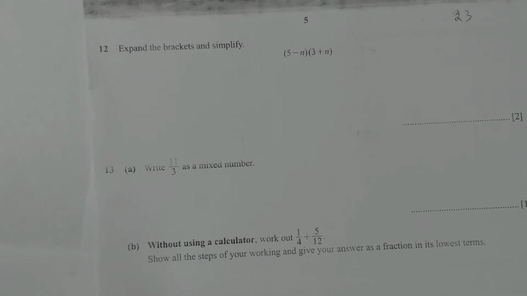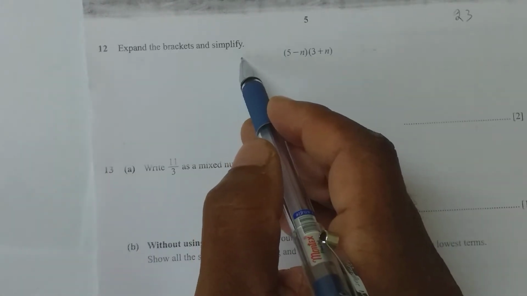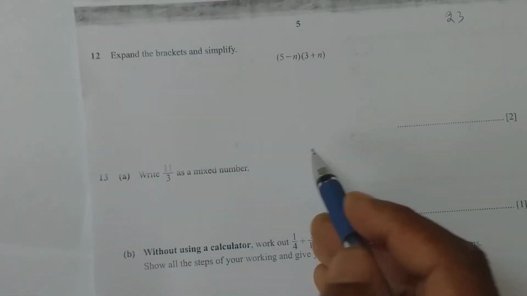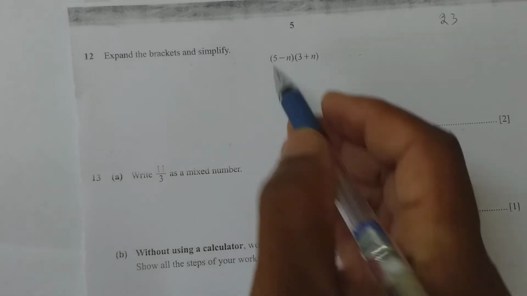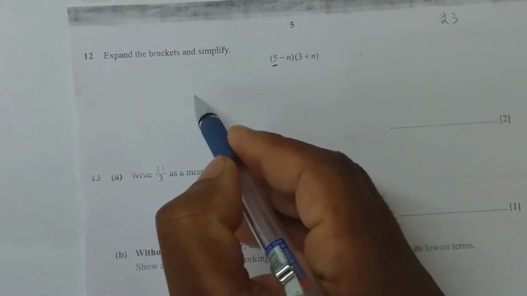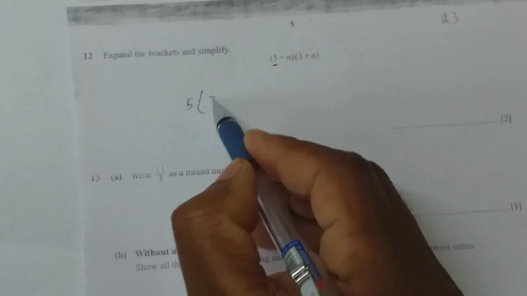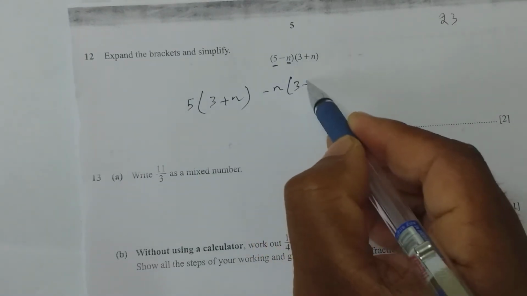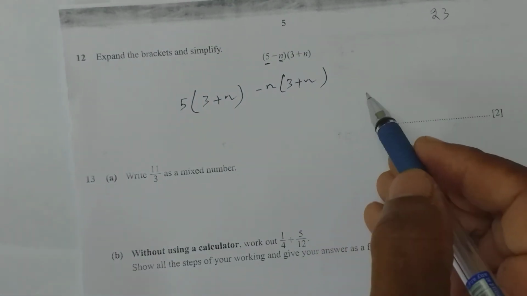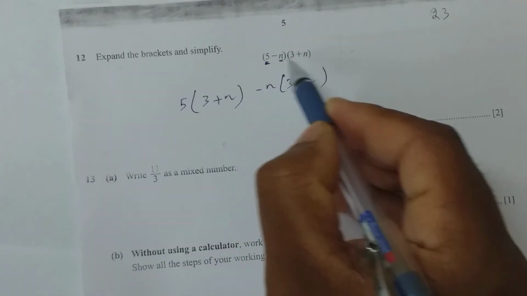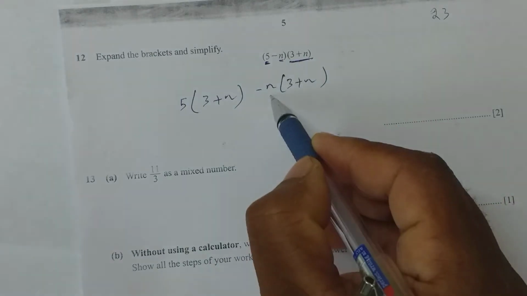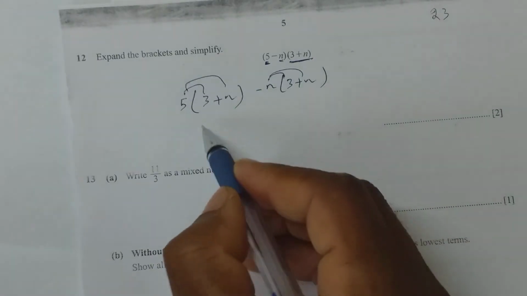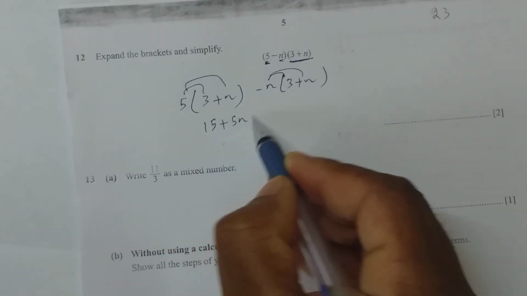Now next one. Expand the brackets and simplify. It's 5 minus n into 3 plus n. How do you write? First you write 5, then the second bracket as it is. Minus n into the second bracket as it is. Did you understand? First 5 along with the second bracket, then minus n along with the second bracket. Now like this you need to multiply. So it becomes 15 plus 5n.